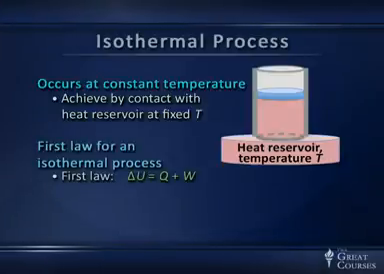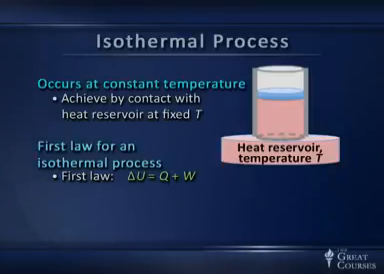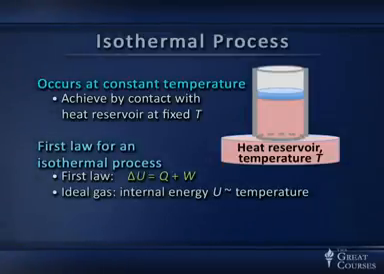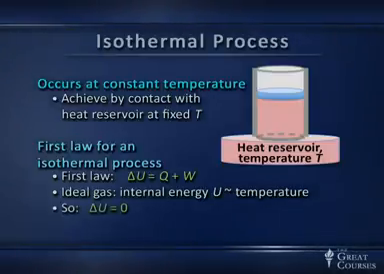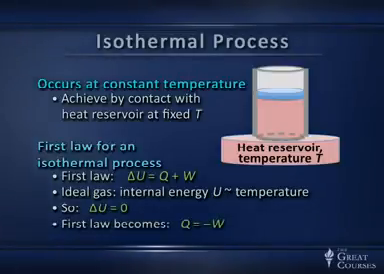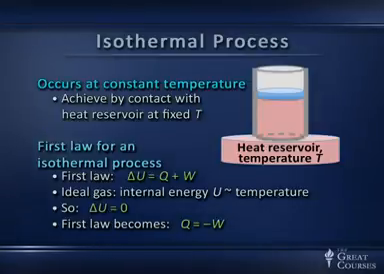So what does the first law say for an isothermal process? The first law always says the change in internal energy is Q plus W. In an ideal gas, the internal energy is proportional to the temperature. That's the beautiful thing about an ideal gas. And since the temperature isn't changing, neither is the internal energy, and therefore delta U is 0 for an isothermal process in an ideal gas. And the first law becomes simply then Q plus W equals 0, or Q equals minus W.